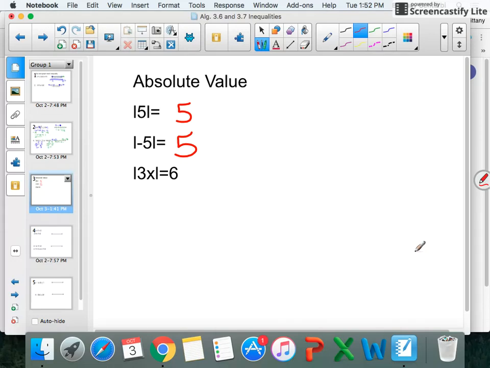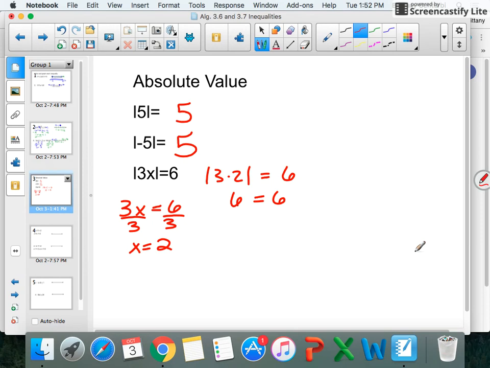So what we're going to look at here is the absolute value of 3x equals 6. Well, there's actually two answers for this. If we were to solve this equation, we would do 3x equals 6, divided by 3, and you would get x equals 2. So if you plug that into the absolute value, then you would have 3 times 2, and that would be equal to 6. So 3 times 2 is 6, so the absolute value, 6 equals 6.